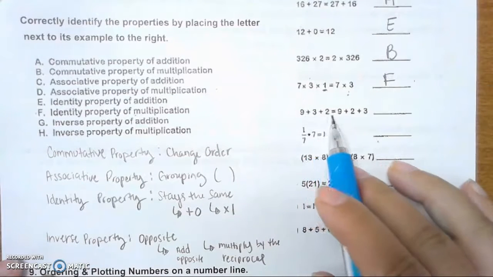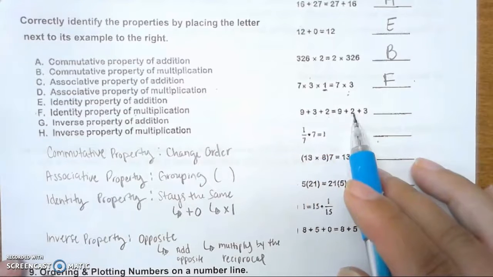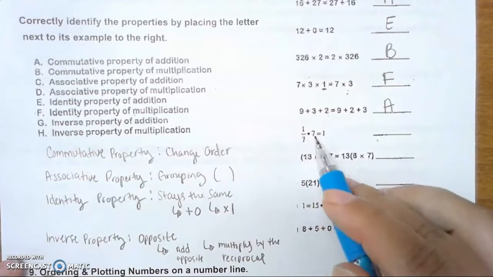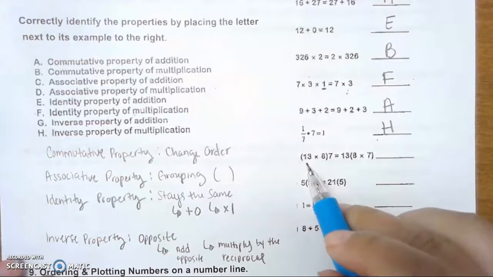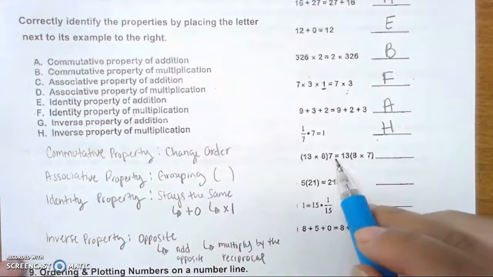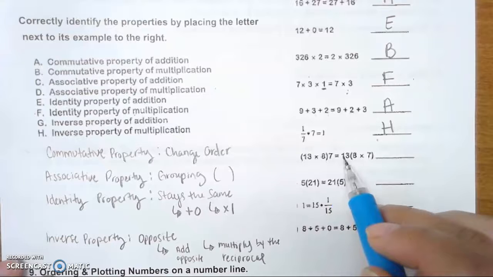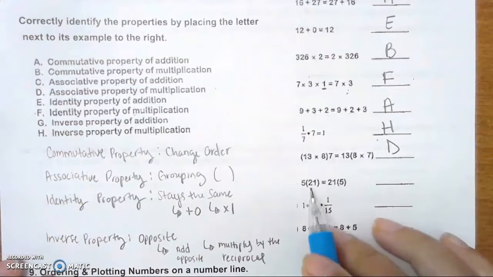9 plus 3 plus 2 equals 9 plus 2 plus 3. The 3 and the 2 switched. They changed order. Therefore, it's the commutative property of addition. 1 over 7 times 7 equals 1. We're multiplying by the reciprocal. That's the inverse property of multiplication. 13 times 8 times 7 equals 13 times 8 times 7. That's the associative property of multiplication. Okay? It just changed groups.